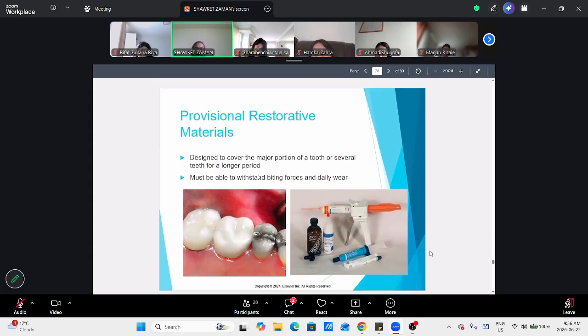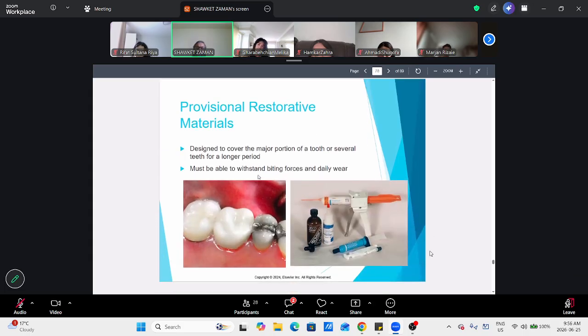Then there is another material called the provisional restorative materials. As I mentioned, provisional means long-term temporary. So it is not permanent, it is provisional, given for a time being, like maybe 1 week or 2 weeks, while the patients are waiting for their final restorations. It is designed to cover the major portion of the tooth or several teeth for a longer period of time. That's what is called the provisional restorative materials.